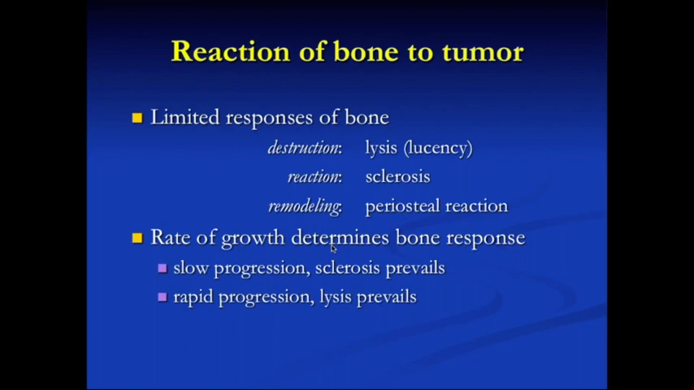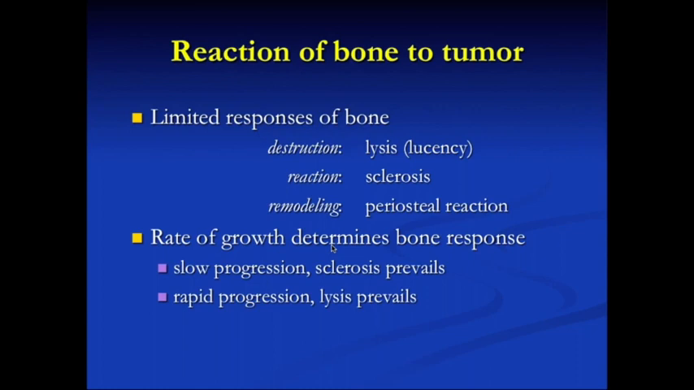So rate of growth determines bone response. If it's a slow progression, there would be a sclerosis all around. And if it's a rapid progression, there would be more of lysis.